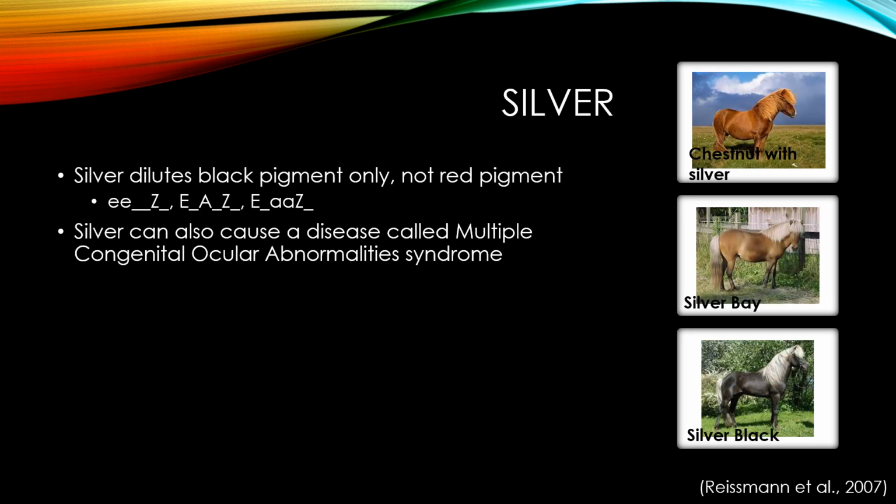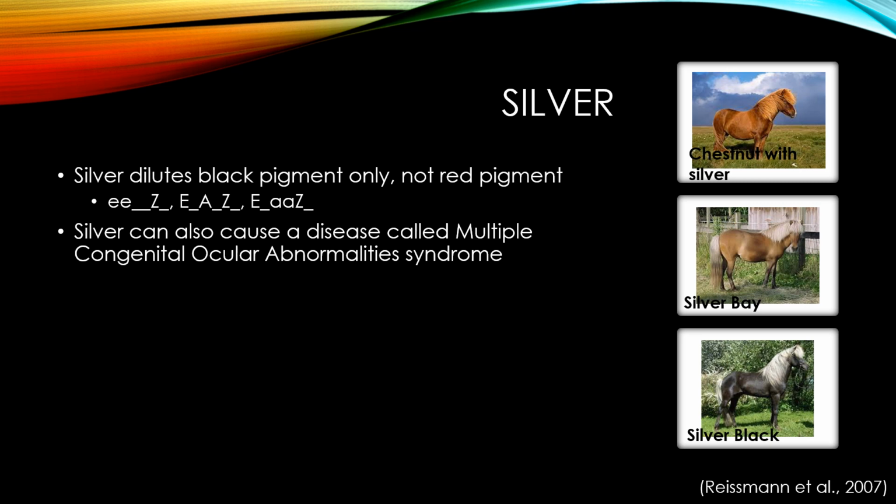The next dilution gene is silver, and silver dilutes black pigment only. Silver gene is associated with a disease called multiple congenital ocular abnormality syndrome, which is more severe when they have 2 copies of silver.